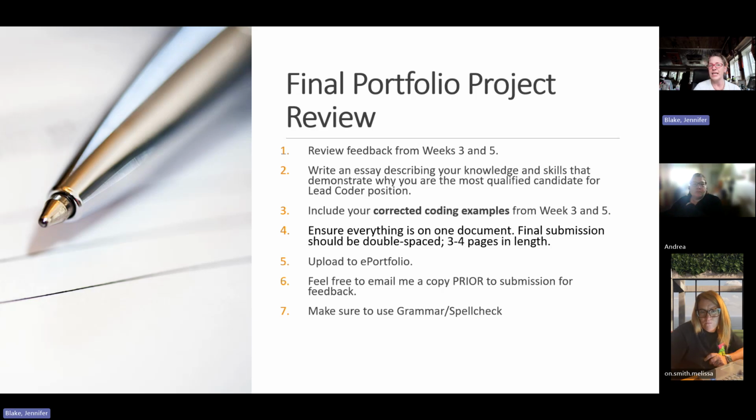And you can feel free to email me a copy if you want me to kind of give it a glance over prior to submitting it. Just email it to me and I'll take a look at it and give you my feedback. You don't have to. If you want to just submit it, that's fine as well. So whatever your preference is. And please make sure to use grammar and spell check. Okay.